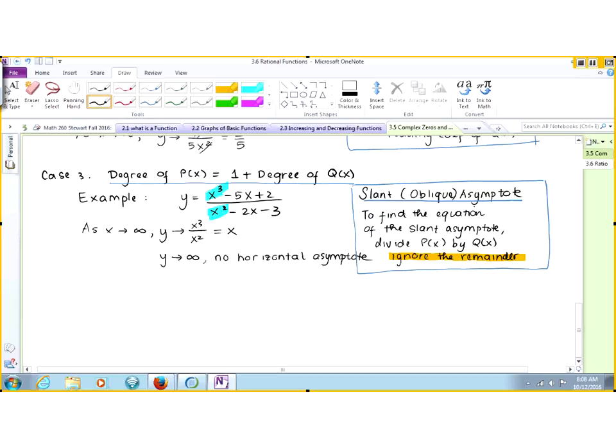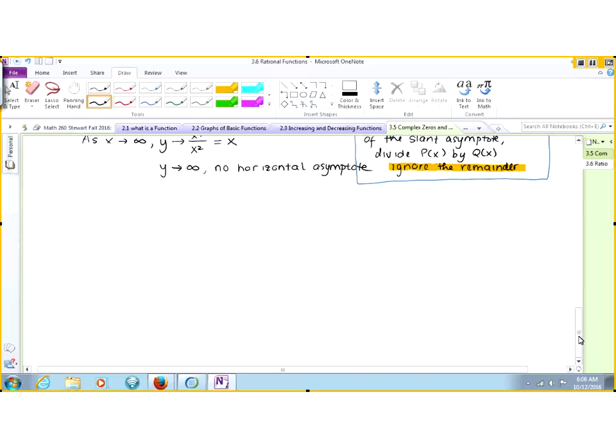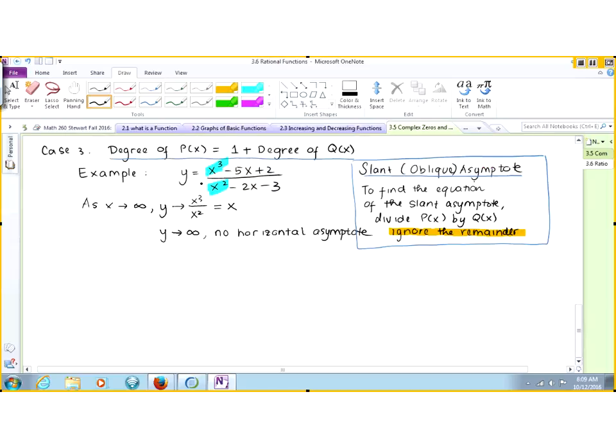Can I use synthetic division, or do I have to use long division? What I'm trying to do is divide the polynomial on top by this polynomial. Can I use synthetic division? No, why not? Why can't I use synthetic division? Because the divisor has to have the form x minus k. Is this x minus k? No. So I have to use long division here. I cannot use synthetic division.